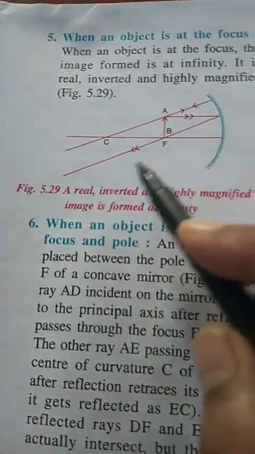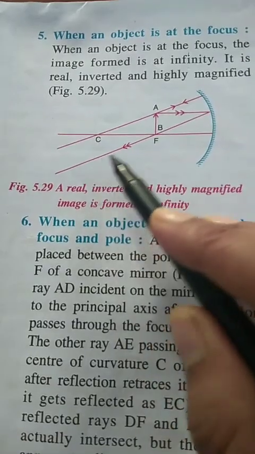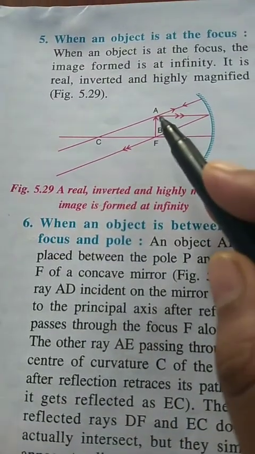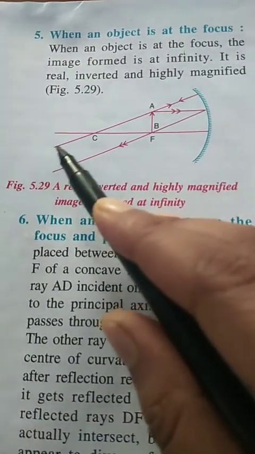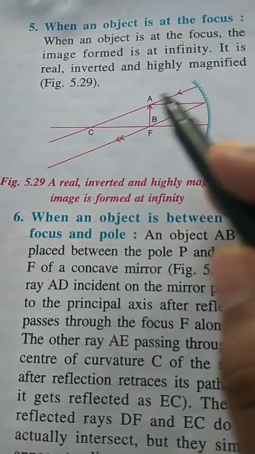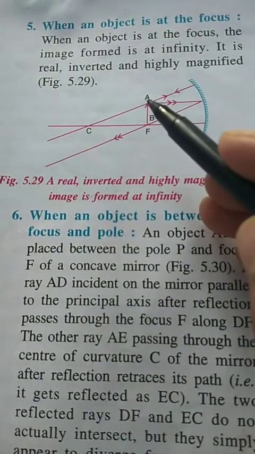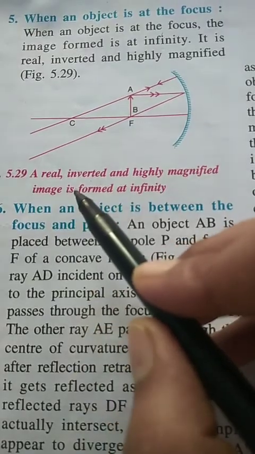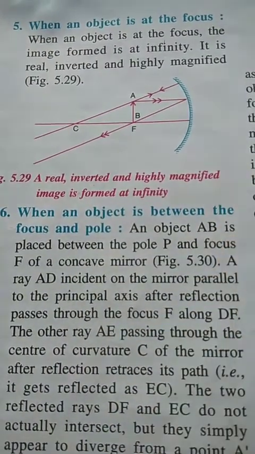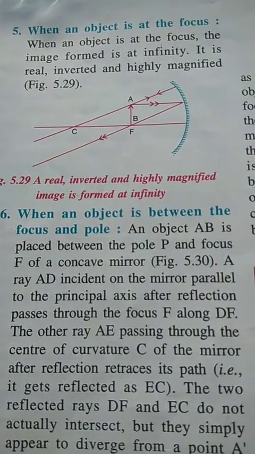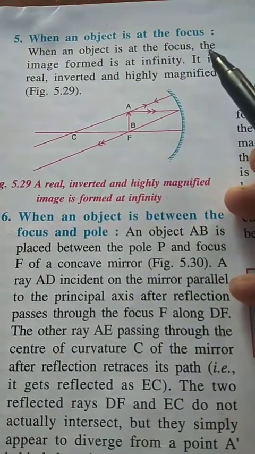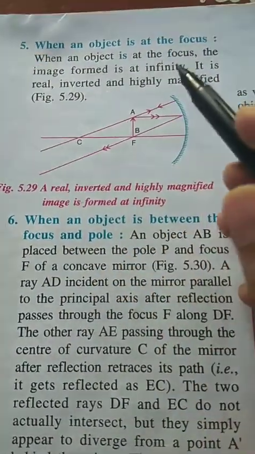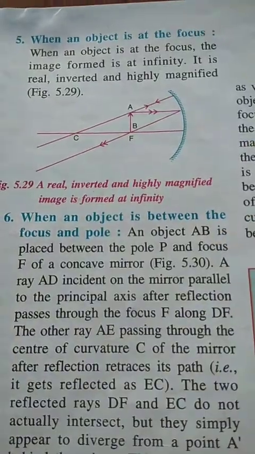The next one is a ray, this line passing from focus will be parallel to principal axis, and the next line is passing from center of curvature, so it will go back through center of curvature, and the image will be here. So the real, inverted, and highly magnified image is got, but here the image will be formed at infinity. Infinity means we cannot see the image.